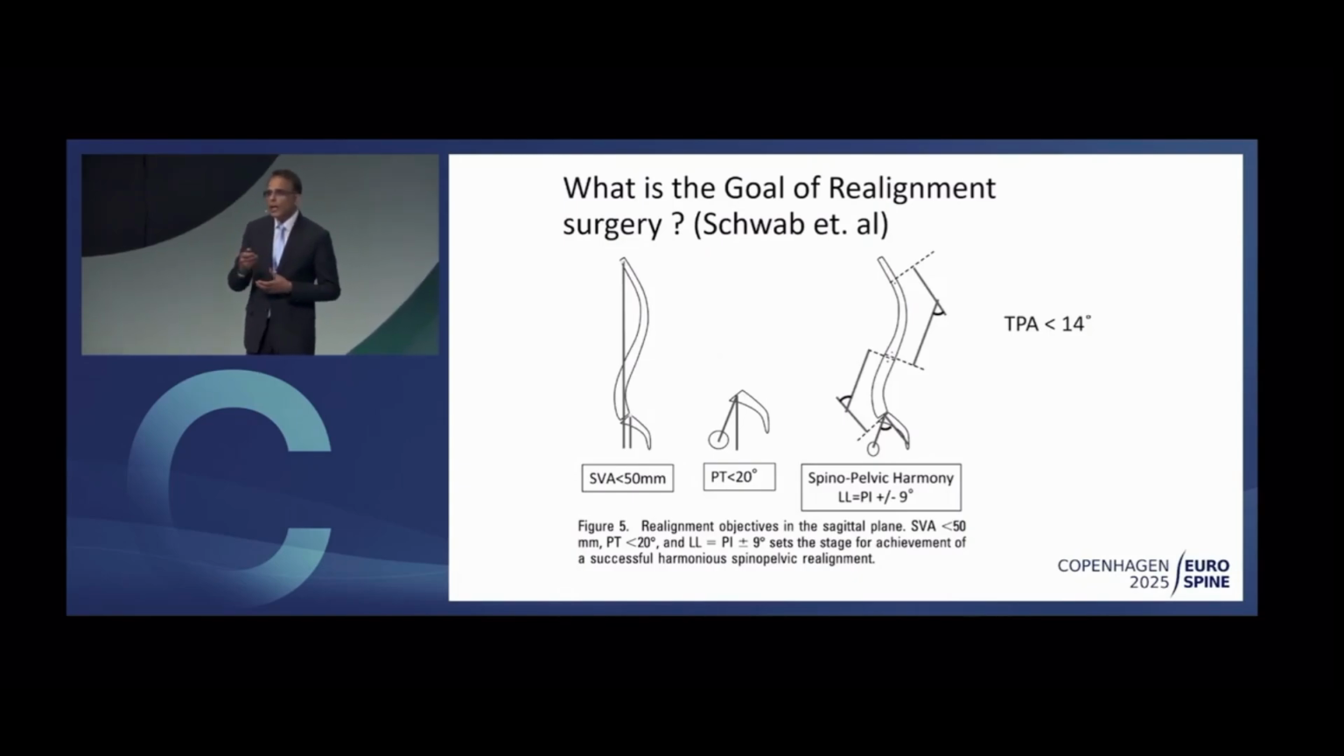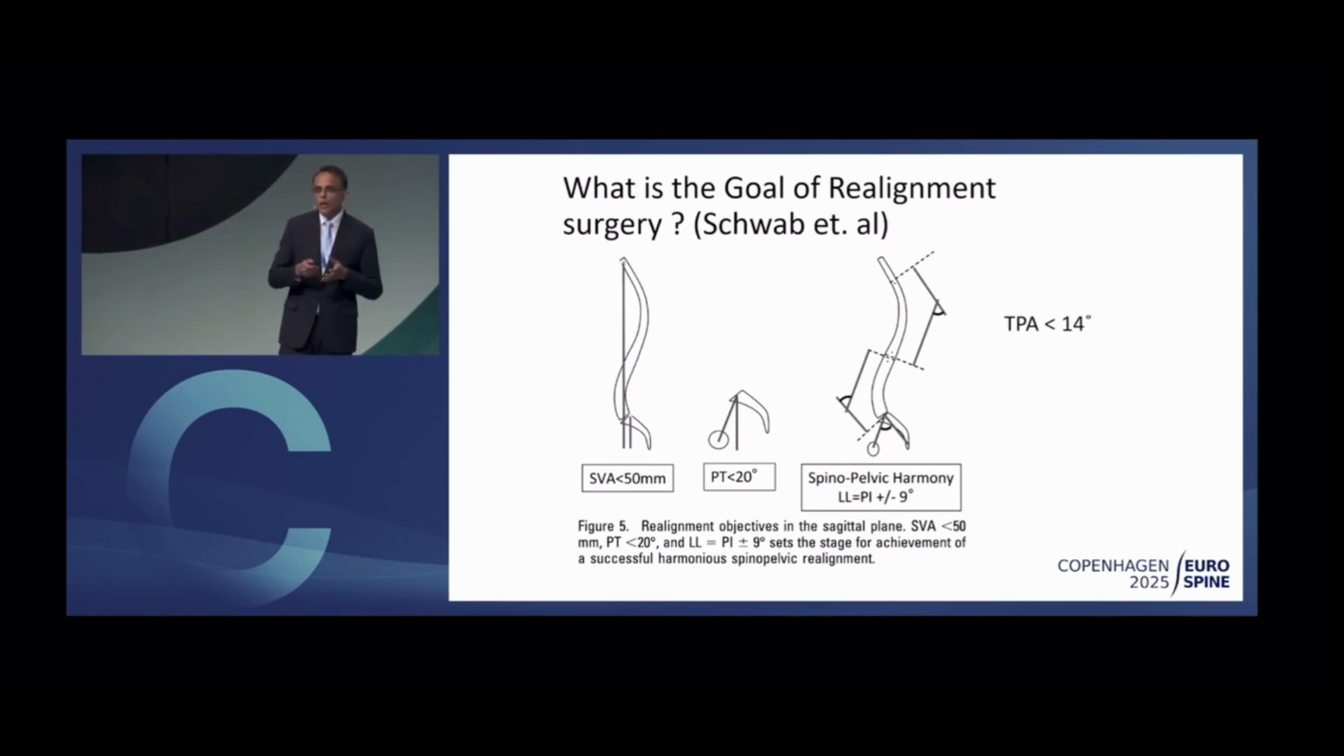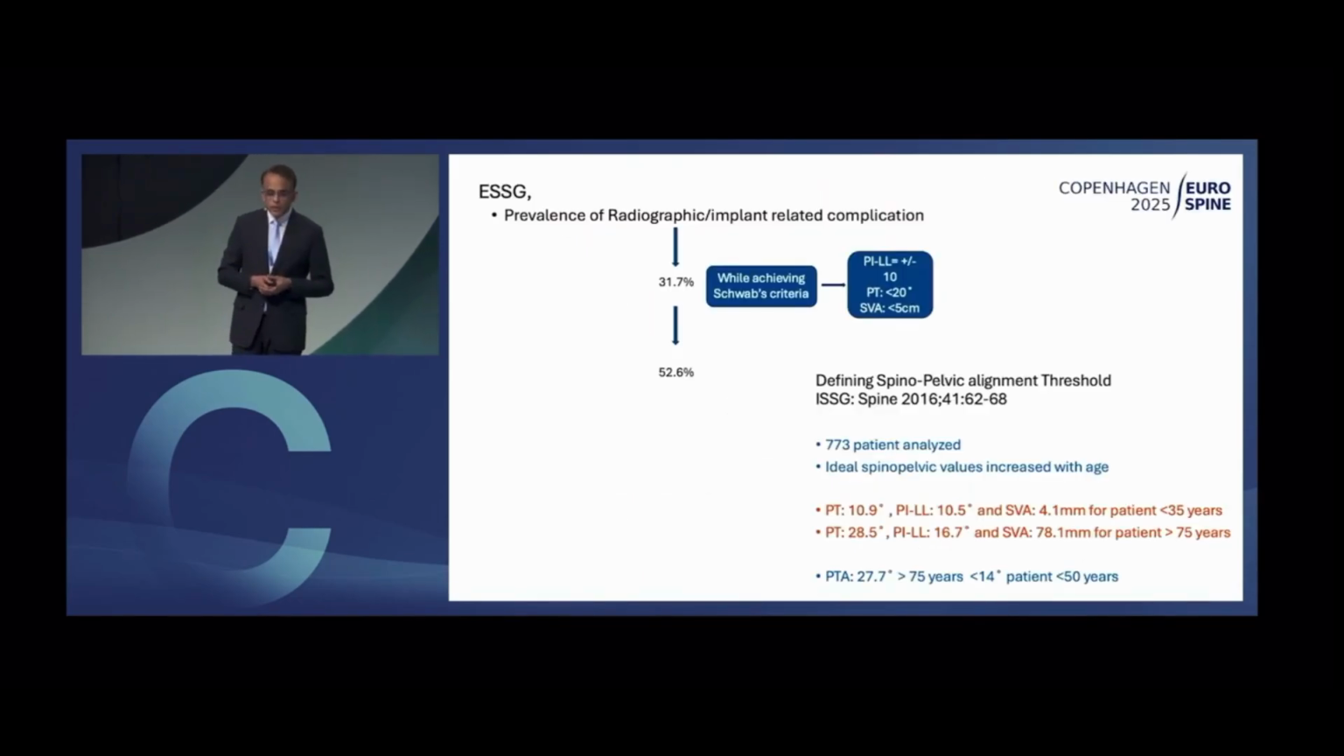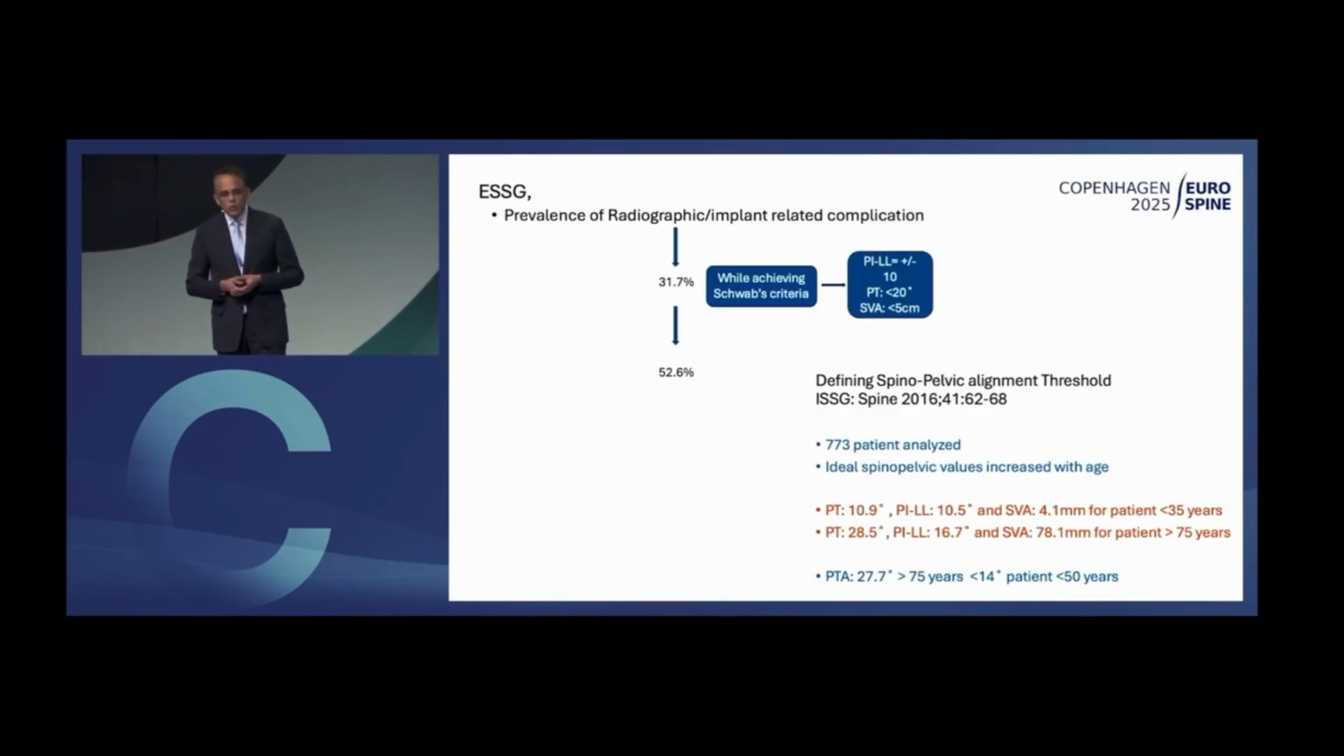When we encounter a malaligned spine, what are our goals of realignment? We all know that the ISSG group came up with a strict criterion that there has to be a spinopelvic harmony with PI minus LL less than 10 degrees. Does it give proper results? As the experience grows, two large groups, ESSG and ISSG, came up with the finding that the more you try to achieve this stringent Schwab criteria, you encounter more mechanical failures in some subset of patients.